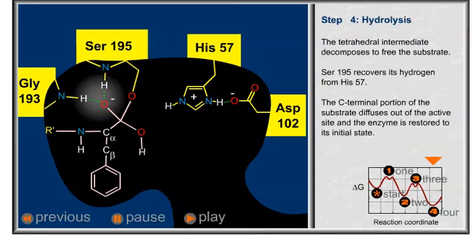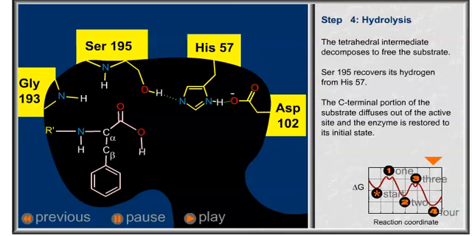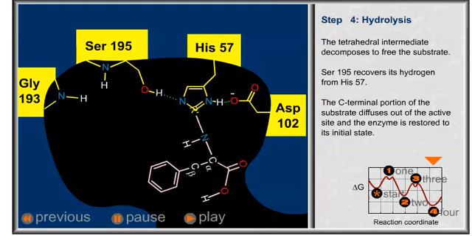In the last step, the tetrahedral intermediate decomposes by breaking the bond to the serine hydroxyl group. The hydrogen held by the histidine is transferred to the serine, and the substrate is released with a carboxylic acid terminus. The enzyme is returned to its original state, ready to bind the next protein.